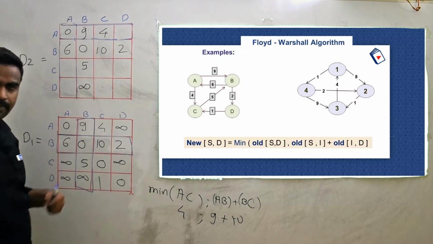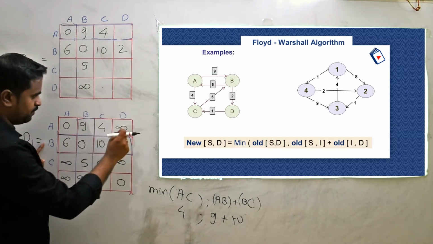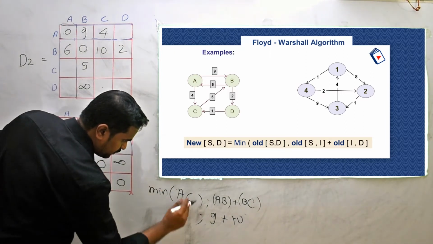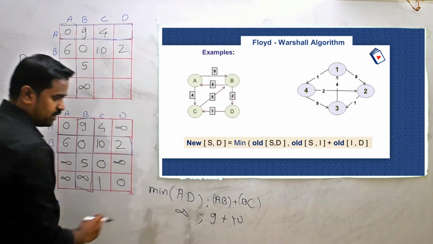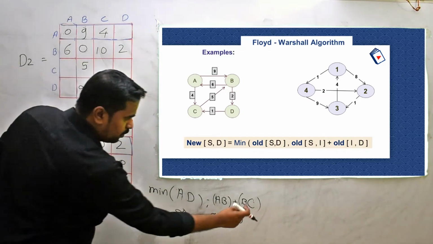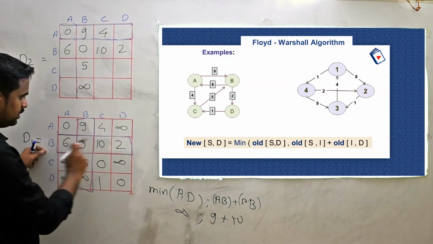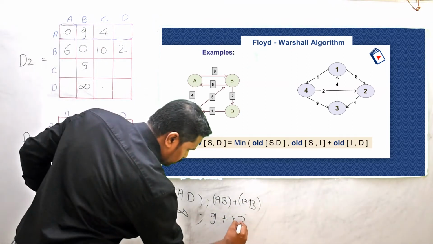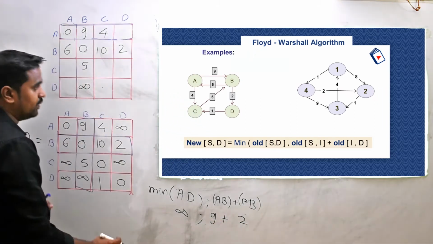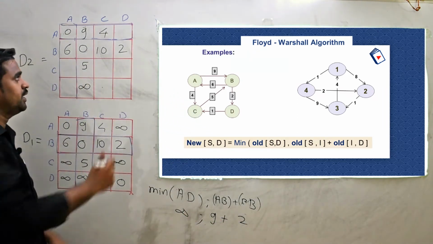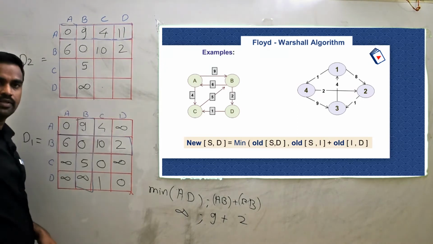Similarly, A to D, what will it be? A to D direct is infinity, and A to B and B to D. So A to B is 9 and B to D is 2. So 9 plus 2 is 11, and 11 is less than infinity. So this one is 11 over here.